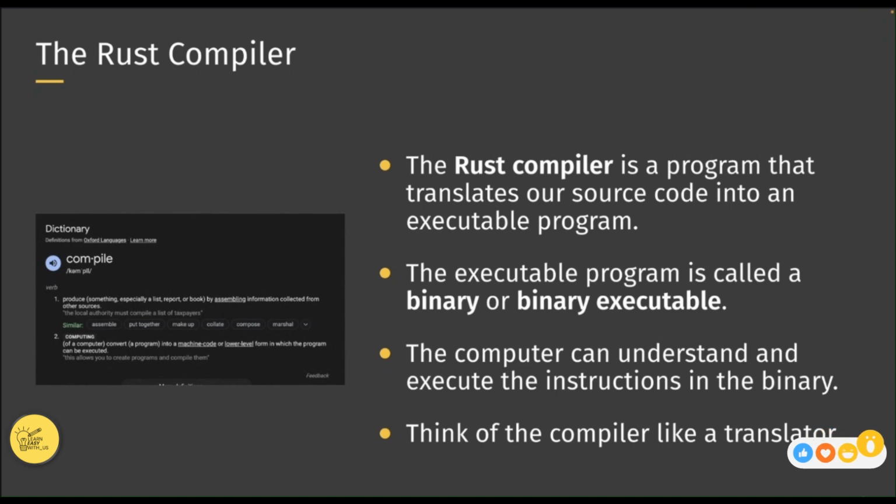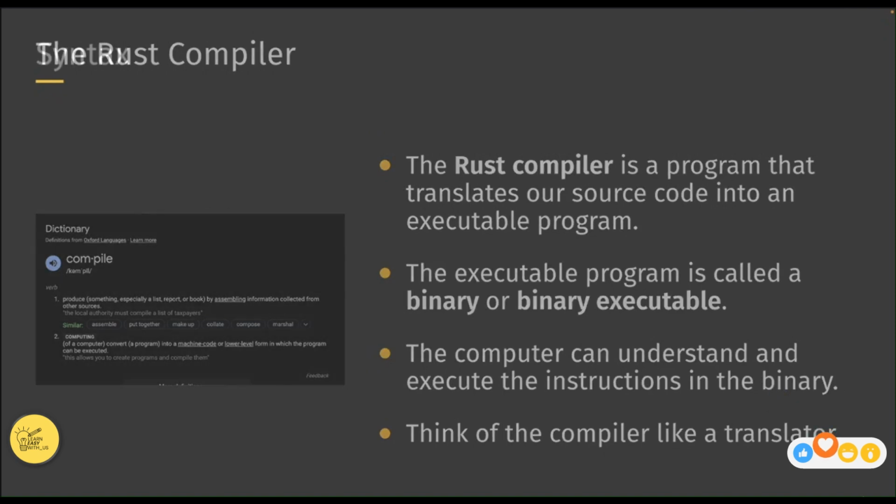Now, I have the definition of compile on the left-hand side, and the computer science term derives from the regular definition, which is to produce something by assembling information collected from other sources. That's basically what the compiler is doing. It's assembling all of our source code together and using it as the basis to produce something else, in this case, the binary executable that the computer actually runs. So you can think of the compiler like a language translator, all right?